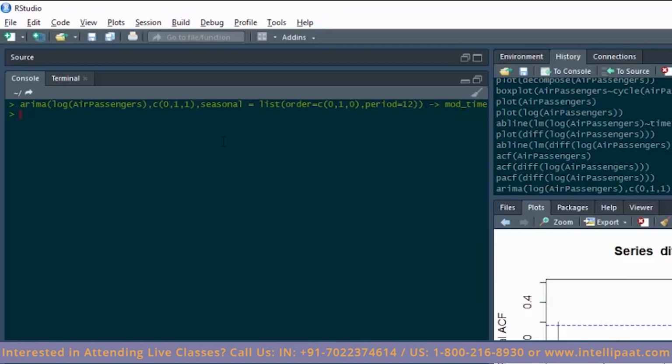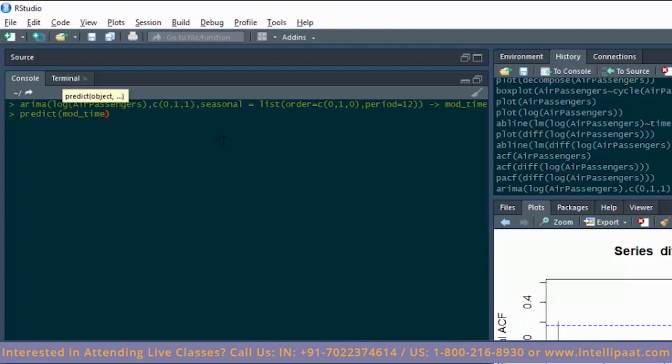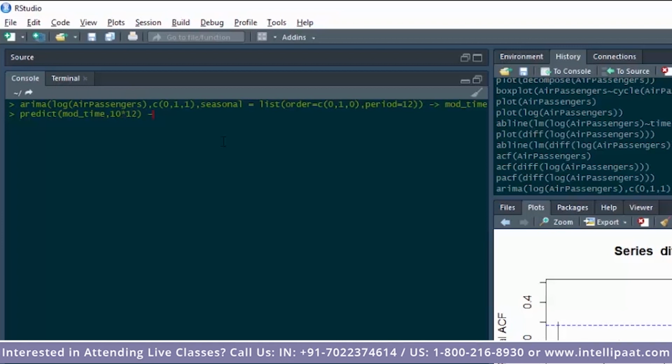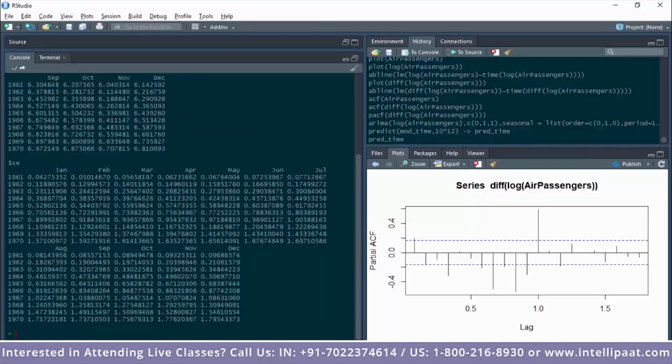Now it's time to predict the values. So I'll use the predict function, and the first parameter would be the model which you've just built. So predict of mod time, and after this the next parameter would be the number of months for which we'd want the prediction, and I'd want the prediction for the next 10 years. So it'll be 10 into 12, and I will store this in, let's say, pred time. Okay, so let me print this. So it'll be pred time.